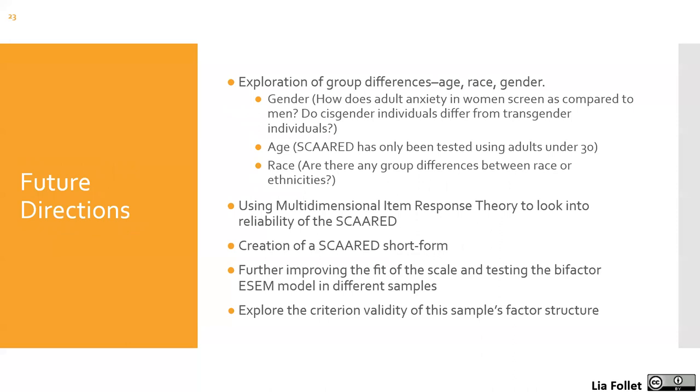So where do we go from here? The adult SCARED is a relatively new measure, so more work needs to be done on group differences. Additionally, using item response theory to consider the reliability of the adult SCARED is an important next step. One future direction that is near and dear to my heart is the creation of a short form.